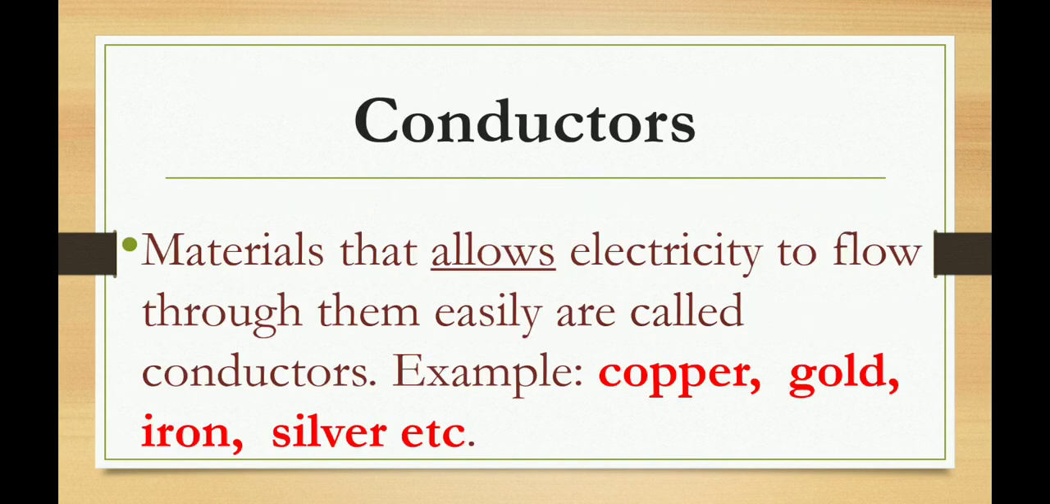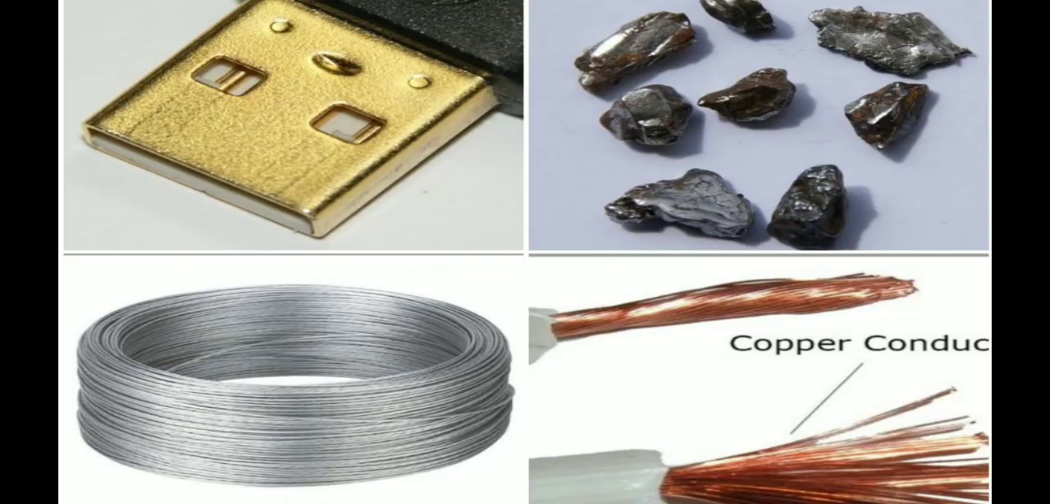Then what are conductors? The conductors are the materials that allow electricity to flow through them easily. Examples: copper, gold, iron, silver, etc. You can observe here the gold, iron, silver and copper. These are conductors which allow electricity to flow through them.